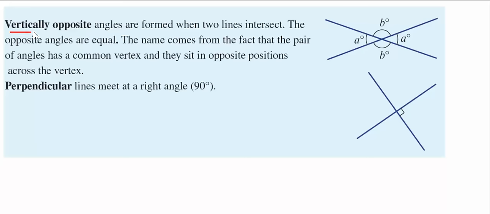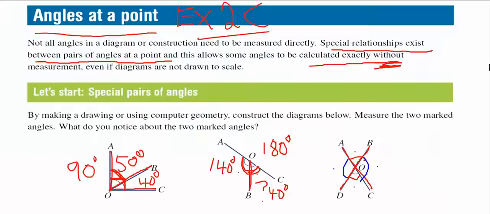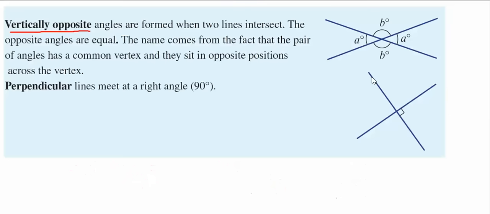We've also got vertically opposite angles. This is where we were looking in this first little part, with these two intersecting lines. Vertically opposite angles are formed when two lines intersect, just like here. So we've got these two lines intersecting each other. The opposite angles are equal.